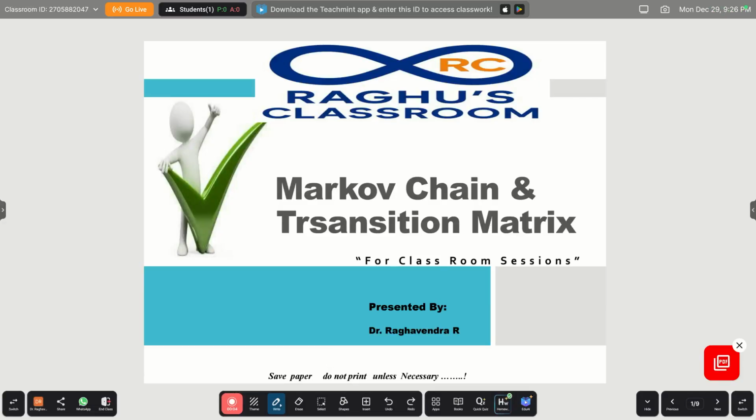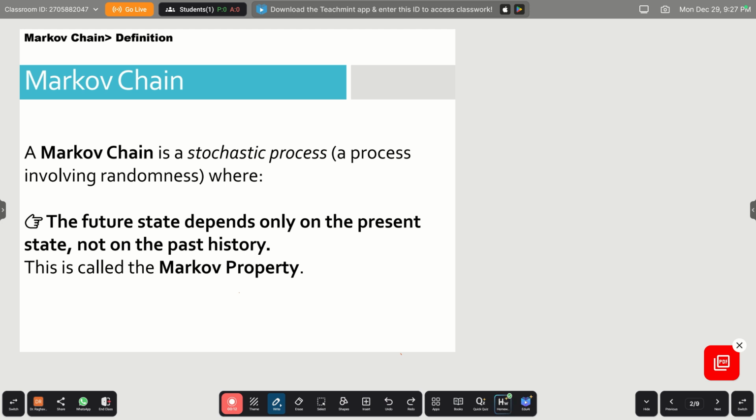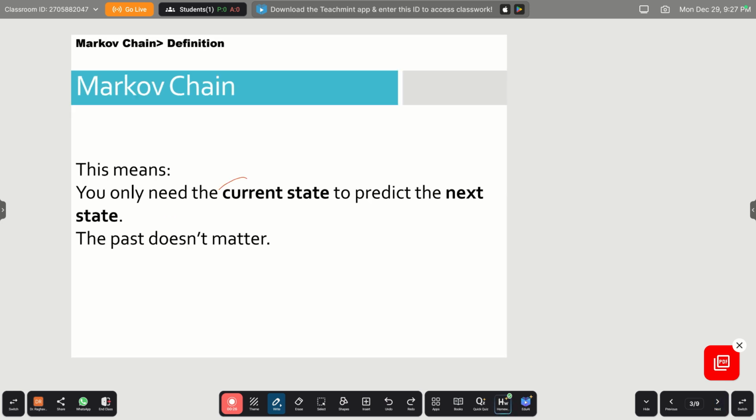In this class, I'll try to explain what a Markov chain is and how to represent it using a transition matrix. A Markov chain is a stochastic process where the future state depends only on the present state and not on the past history. What this means is you will need only the current state to predict the next state. Okay, and the past doesn't matter.